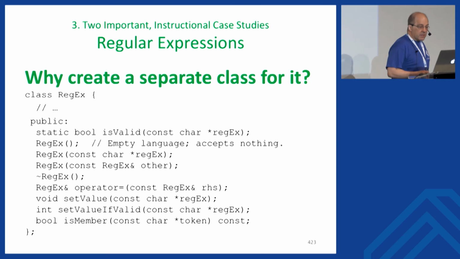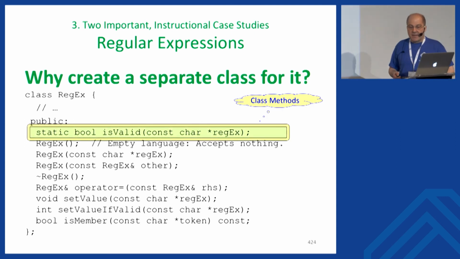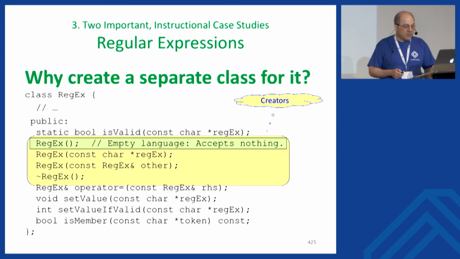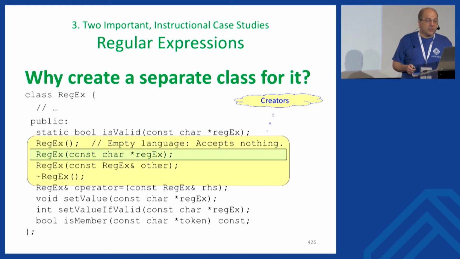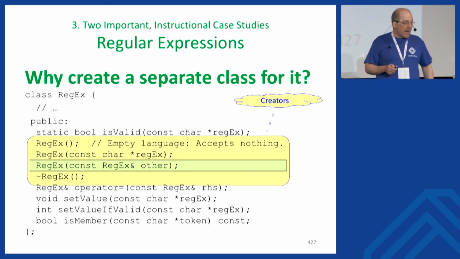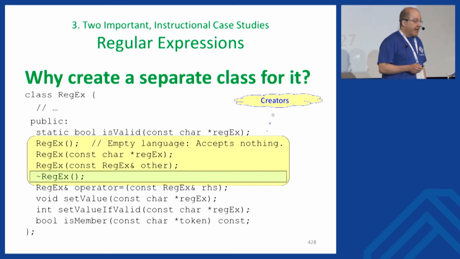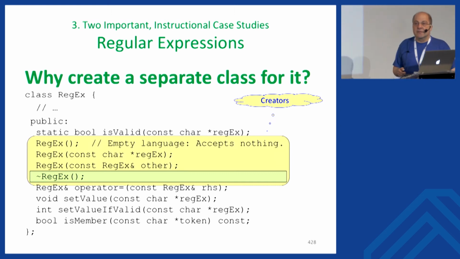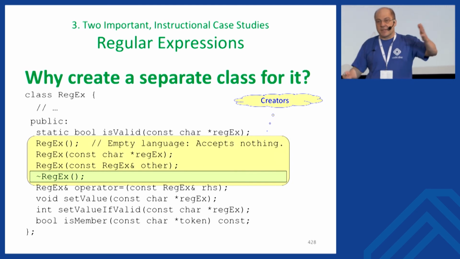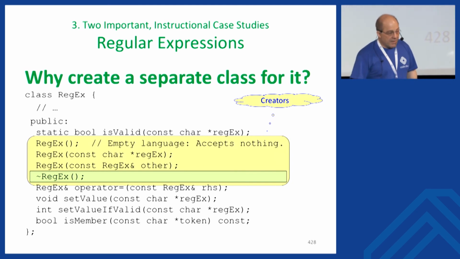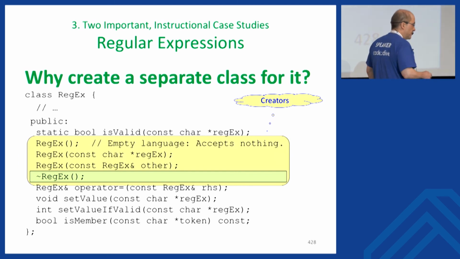So here's a plausible interface. We have an isValid function for the regular expression. We have some constructors, and so we can create an empty language that accepts nothing. Why we would do that, who knows? We can provide a string to initialize it. We can copy construct one if it's a value type, and we can destroy it. So those are the creators. You'll notice that when I have any type, I have my static methods, I have my creators, I have my manipulators, I have my accessors, and then I have my free operators below.